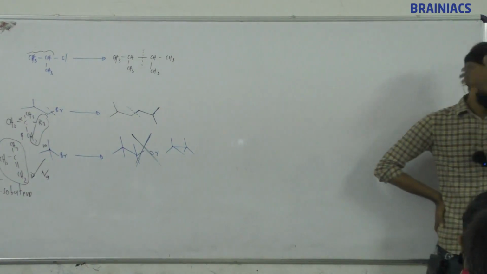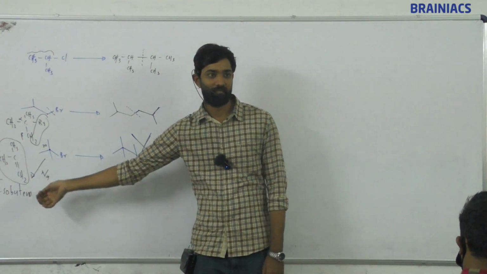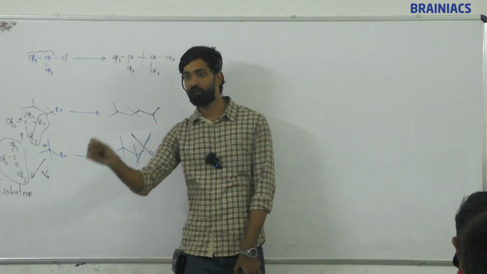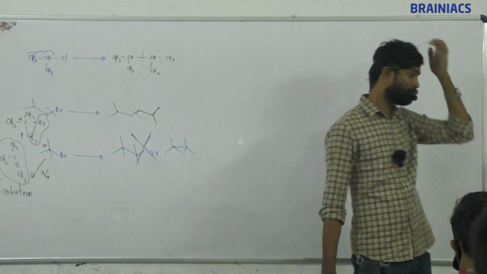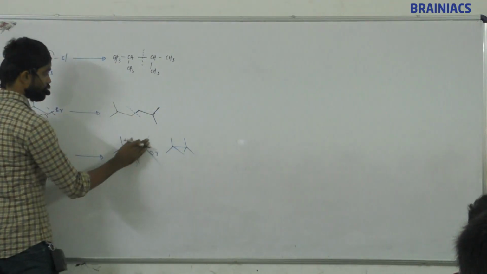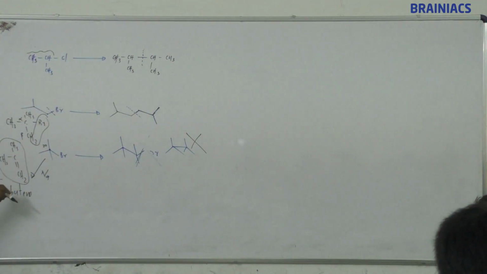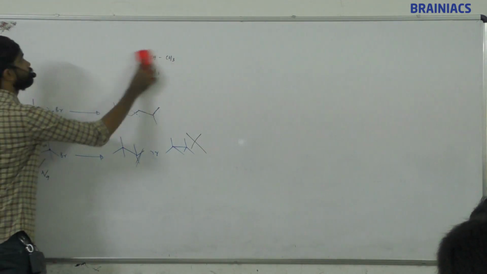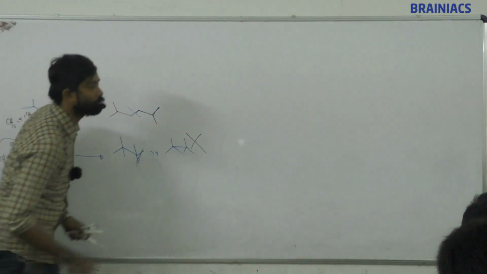So if the alkyl halide is tertiary, simply cross this one out. If the alkyl halide is tertiary, then there is a chance for elimination to form alkene. That you have to write in there. You cross this one out, then you write: if the alkyl halide is tertiary, then chance for elimination to form alkene. Ready?